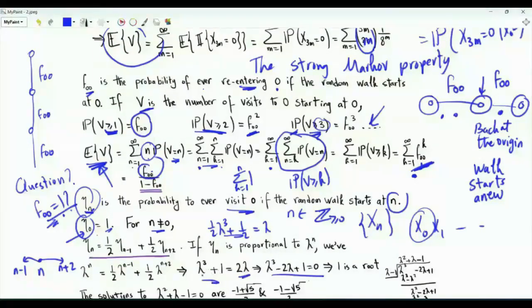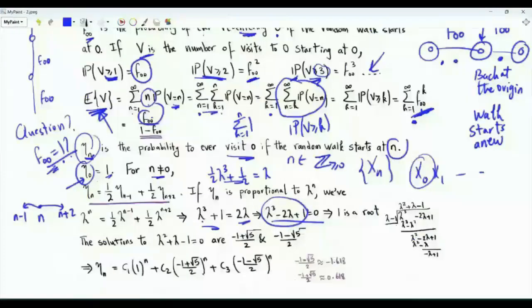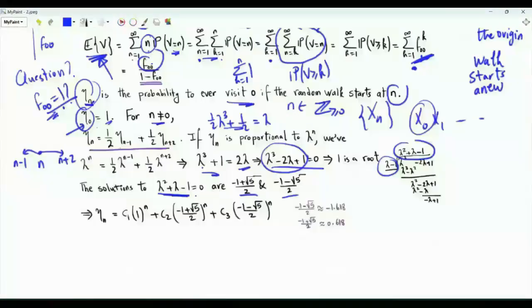That's a cubic polynomial. 1 is a solution to the equation lambda cubed minus 2 lambda plus 1 equals 0. Knowing this, we can factor lambda cubed minus 2 lambda plus 1 as (lambda minus 1) times (lambda squared plus lambda minus 1). Lambda squared plus lambda minus 1 is 0 if lambda is (square root 5 minus 1) over 2 or (minus 1 minus square root 5) over 2.